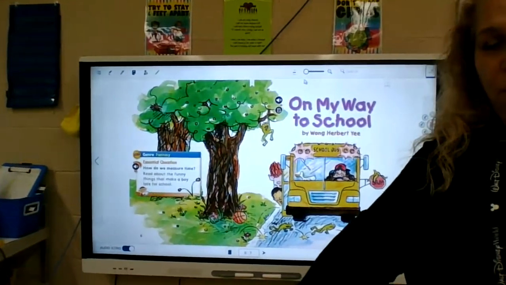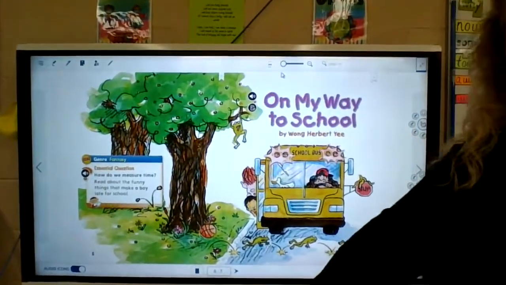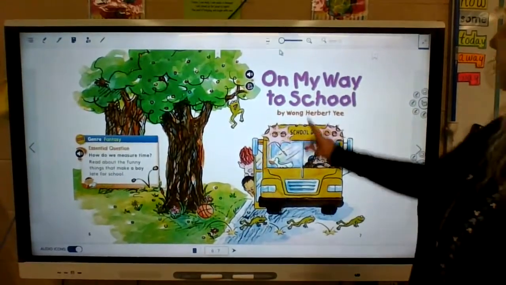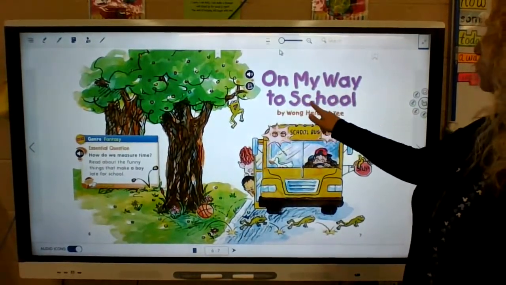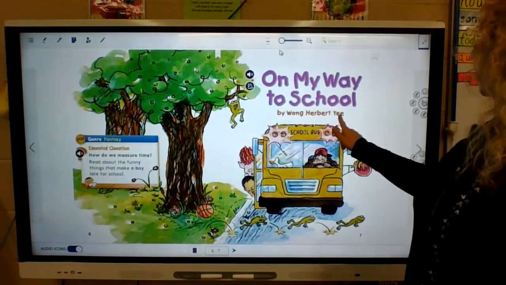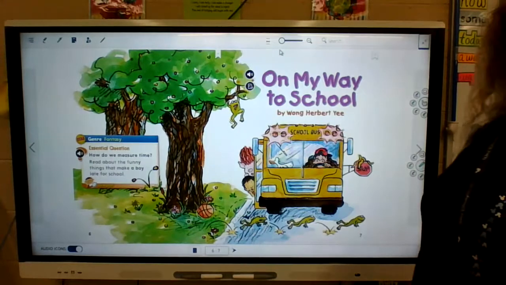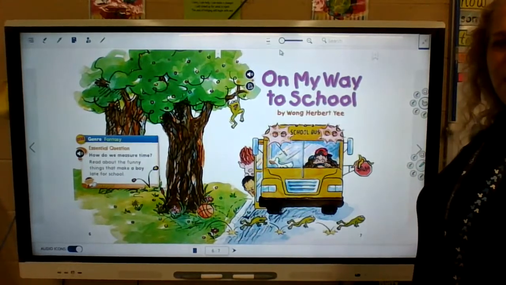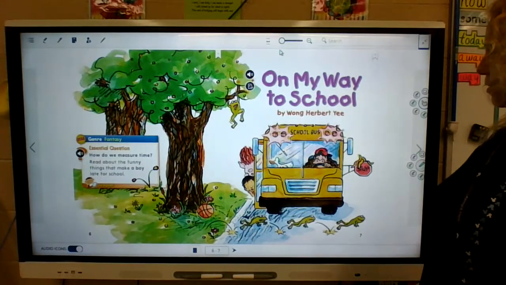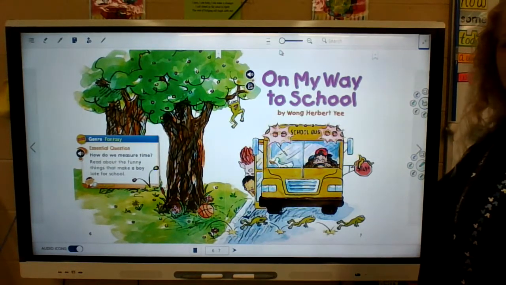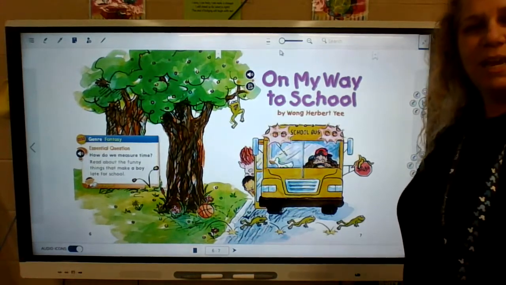Okay. So our story this week, let's just look at the title and the picture. So it's called On My Way to School by Wong Herbert Yi. But look at the picture. What can you tell me about it? Tell me something about the picture. Yes, it's all animals, isn't it? It's animals on the bus.